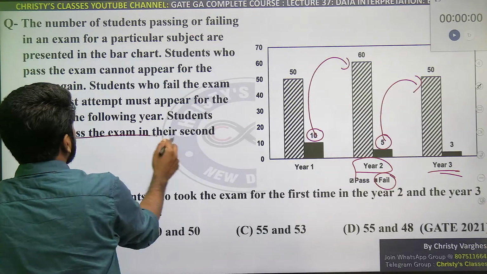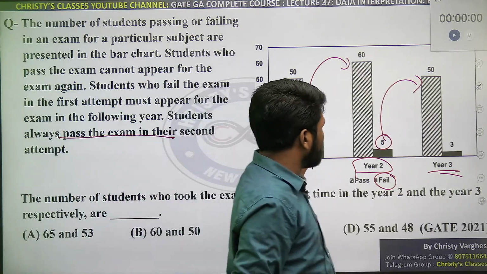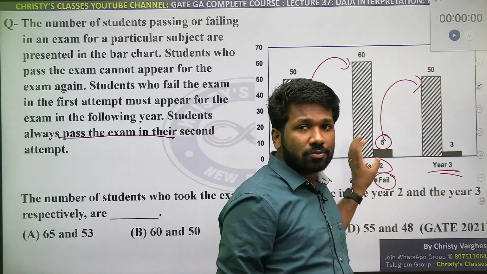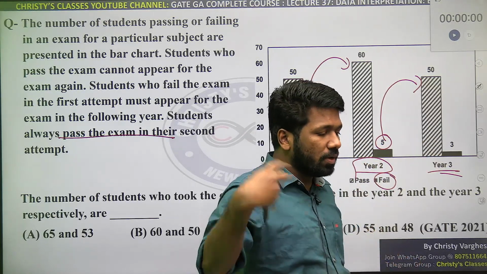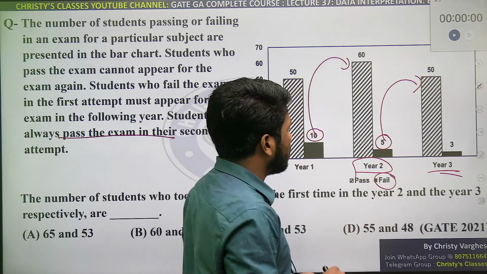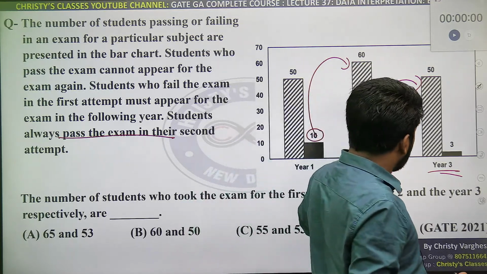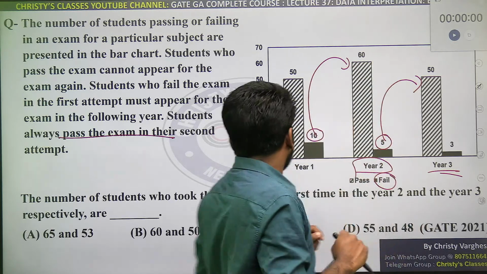Students always pass the exam in their second attempt. These 10 students will definitely pass in the second year. They cannot attempt in the third year because they will pass in the second year. Are you understanding? And these 5 students who failed in the second year will pass in the third year.